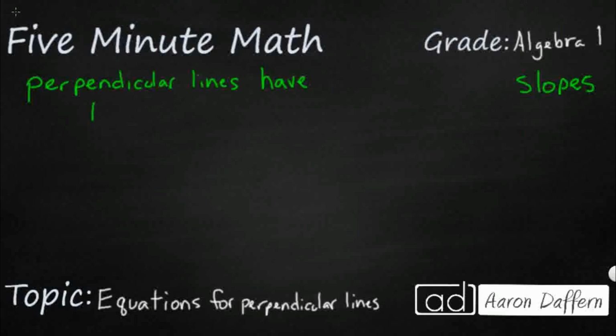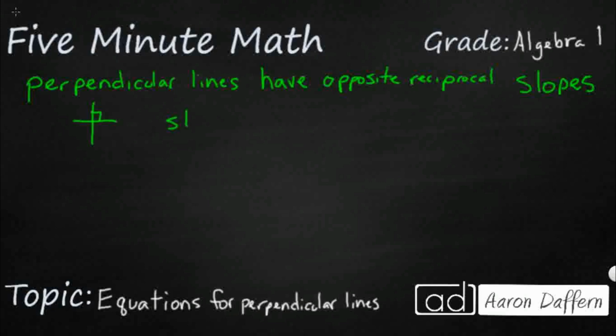So perpendicular lines are lines that form right angles, but their slopes are unique. Perpendicular lines have opposite reciprocal slopes. This is something we need to remember because it's not going to be on our reference materials or any part of the definition on the STAR test. So what does it mean to have opposite reciprocal slopes?